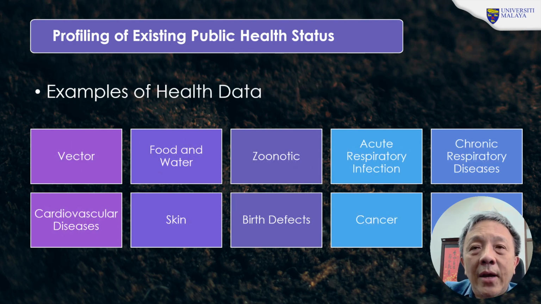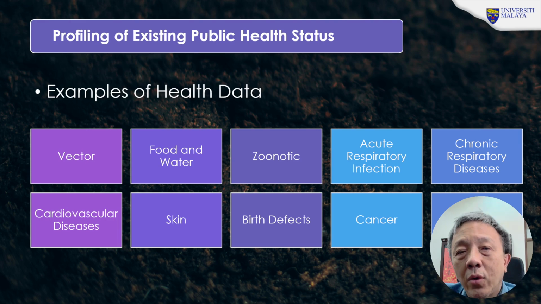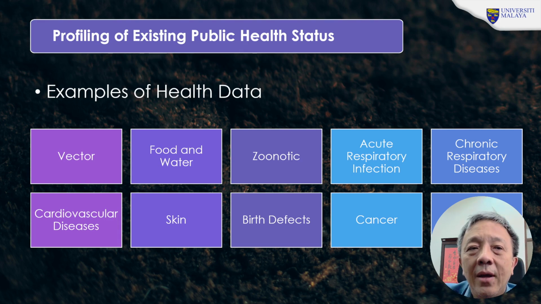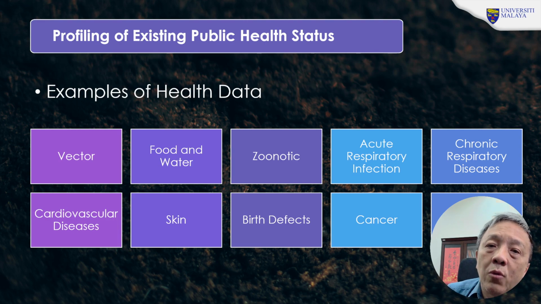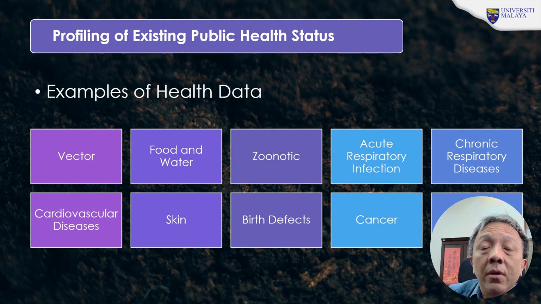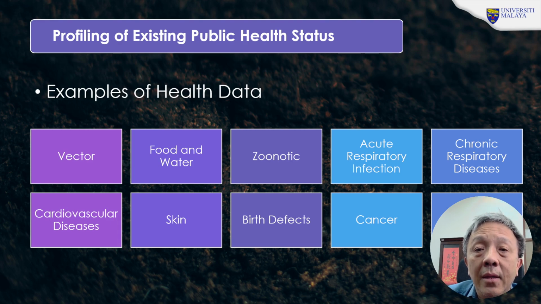For the health data, the data includes data on vector-borne diseases, food and waterborne diseases, zoonotic diseases, acute respiratory infection, chronic respiratory diseases, cardiovascular diseases, skin diseases, birth defect, cancer, and data relevant to vulnerable groups. The data usually collected includes data within the zone of interest and also data within the district health office to identify whether there are certain vulnerable groups or certain diseases that are present within the community.